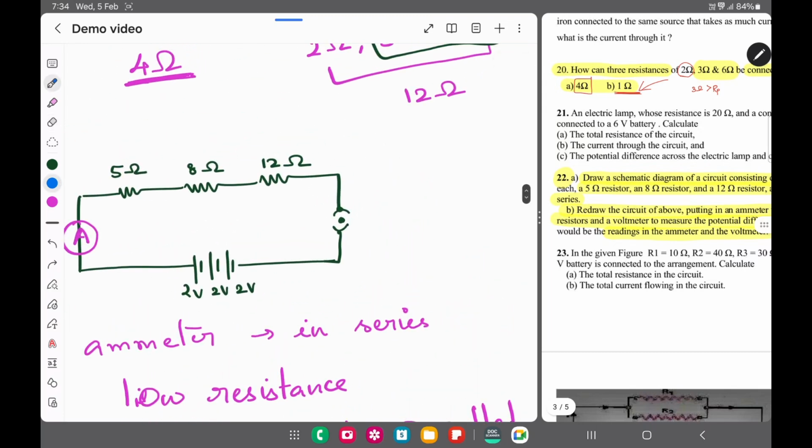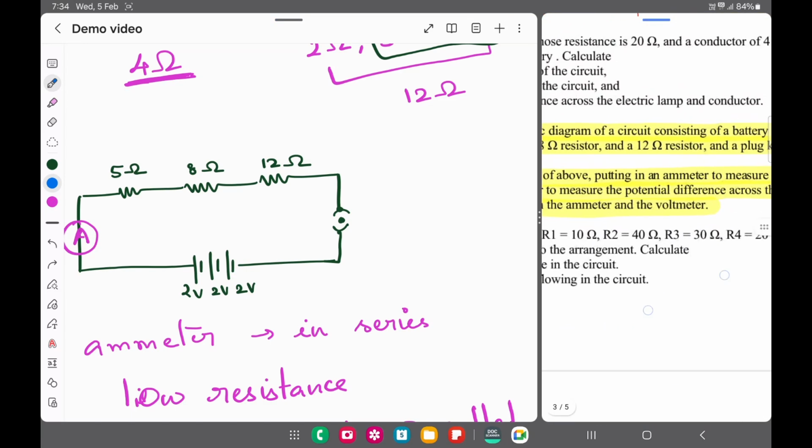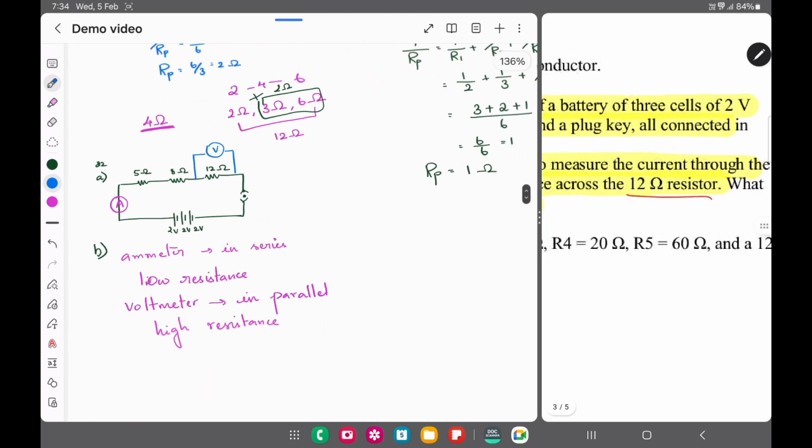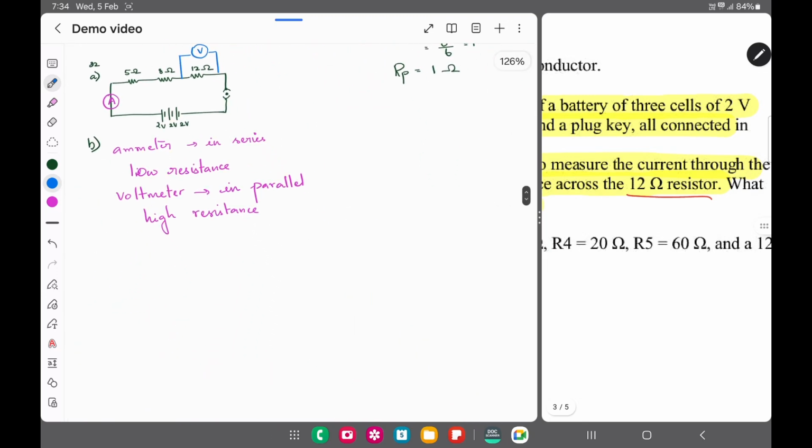Now in this question, they didn't ask you to find the potential difference across all three resistors. What did they clearly ask? The potential difference across the 12 ohm resistor. So only across this 12 ohm resistor will we be connecting the voltmeter. Okay, so this is how your circuit would be after the change.